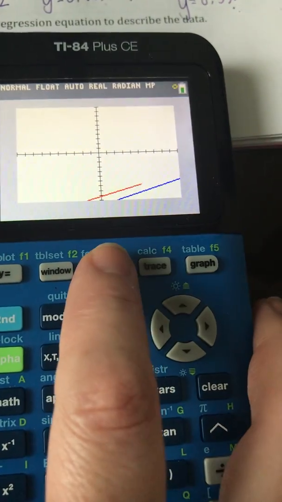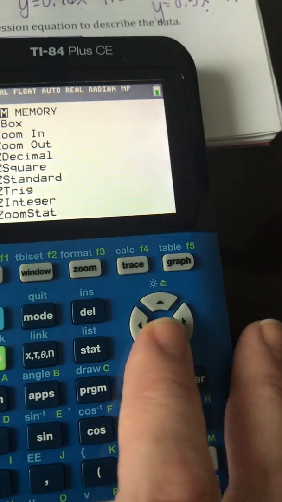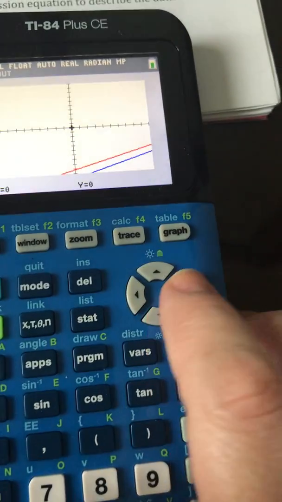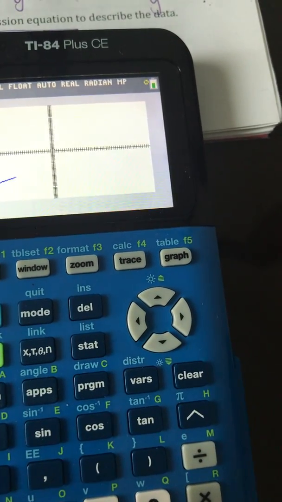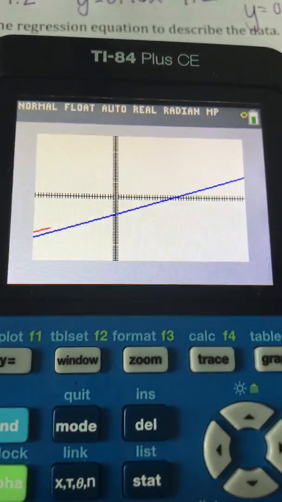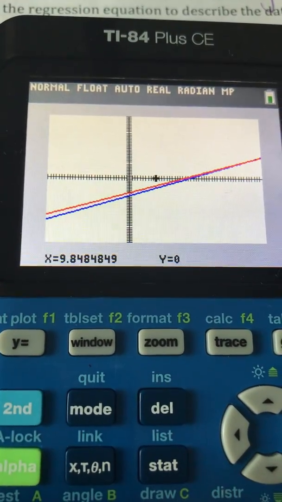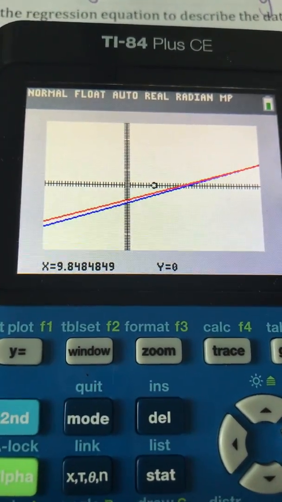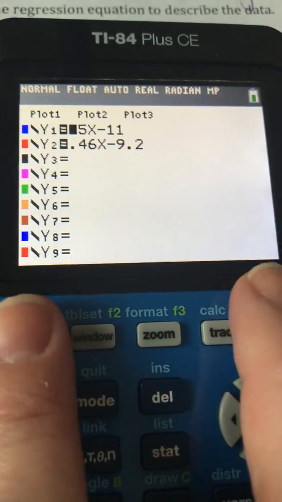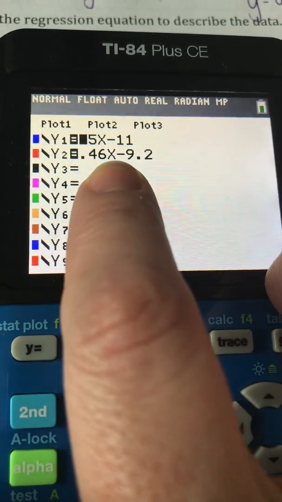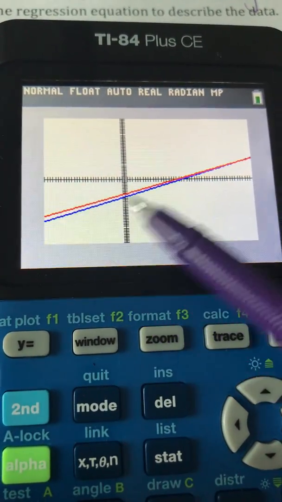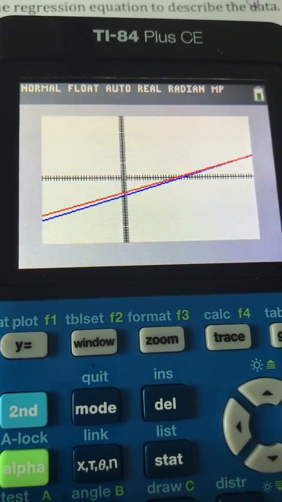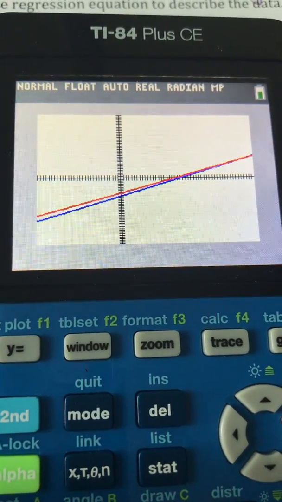Now, our window is a little bit off, so I'm going to zoom out a little here, because I want to be able to see these. When we're looking at these, in my case, the blue one was our linear model, the red one is the regression equation. But if we look at these, they're fairly similar in how they represent the data that was given.